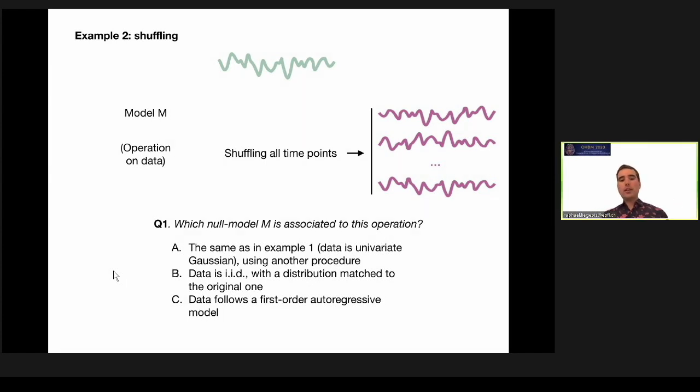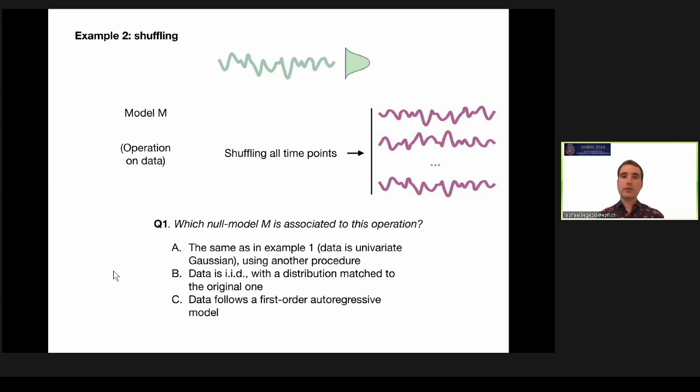A: Are we testing the same model as in example 1, but using another procedure? B: Are we testing the fact that the original data is IID, meaning independent and identically distributed, with a distribution that is matched to the original one? And C: the fact that data follows a first-order autoregressive model. What do you think? Well, let me give you a small clue.